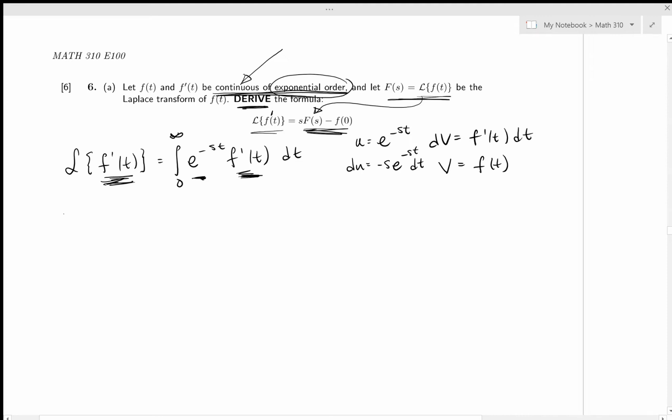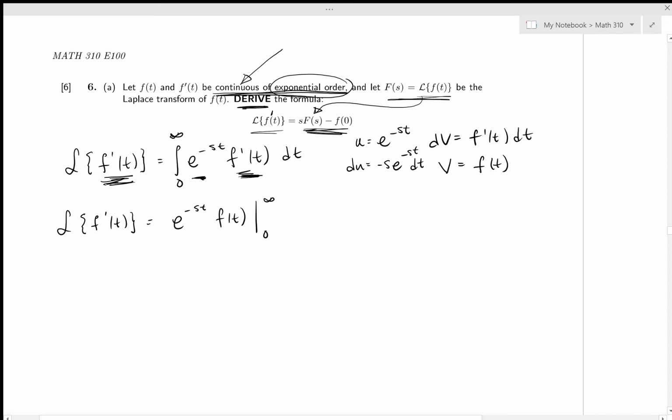So then I proceed with the by parts method. This will be uv, e to the minus st times f of t, evaluated from 0 to infinity.